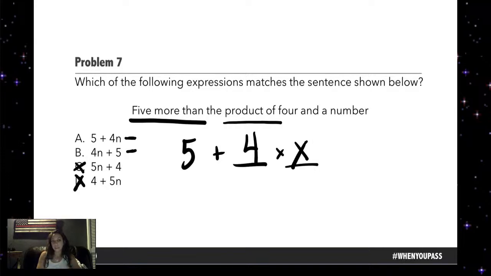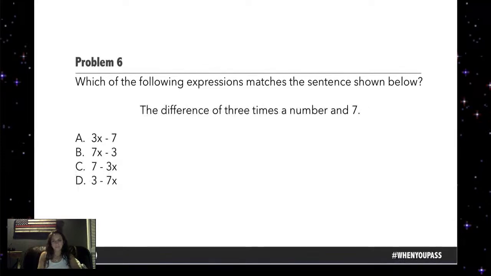And this is where it gets complicated, okay? So, yes, 5 plus 4x and 4x plus 5 are technically going to give me the same answer because addition is commutative, but subtraction is not.